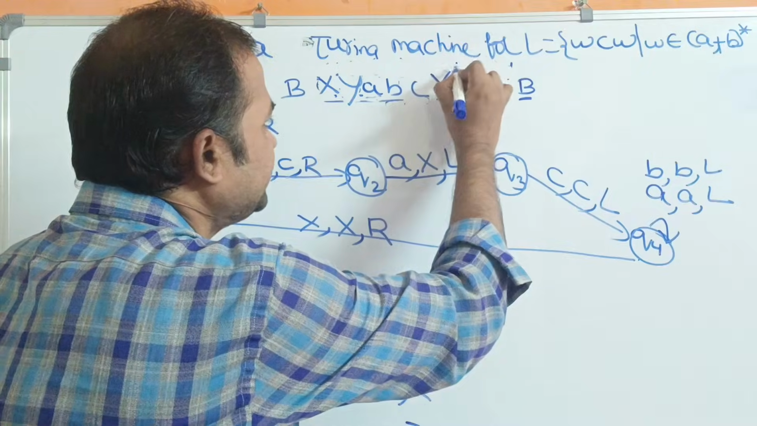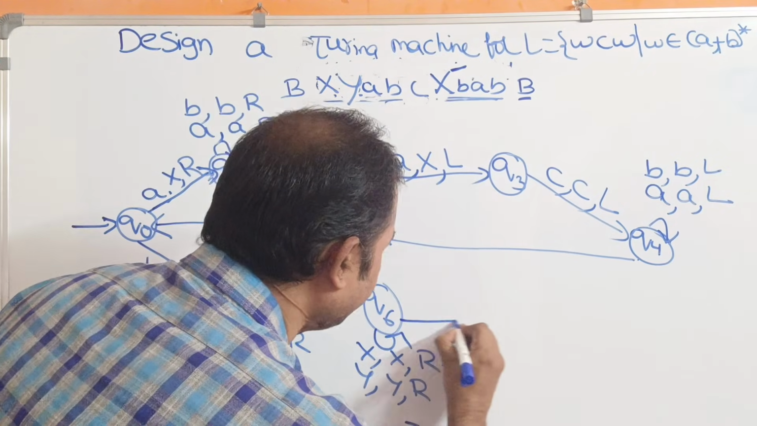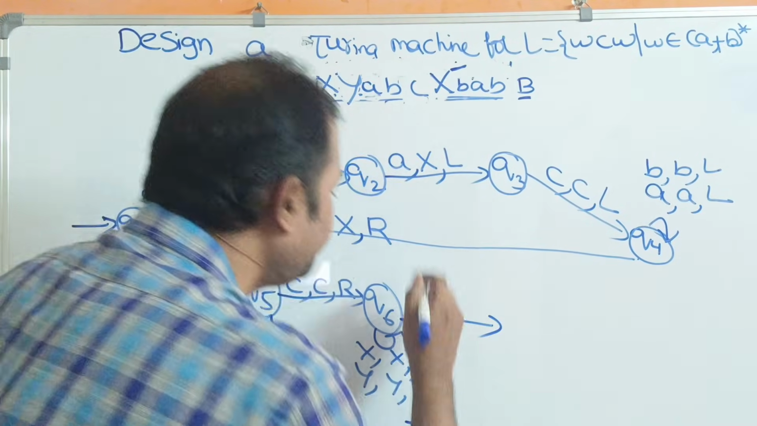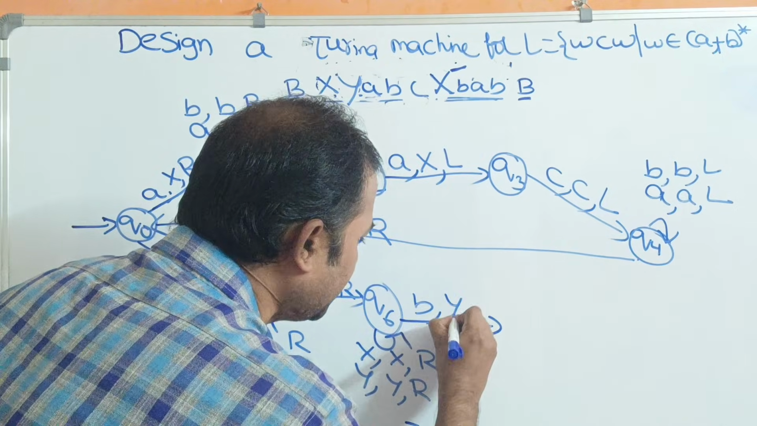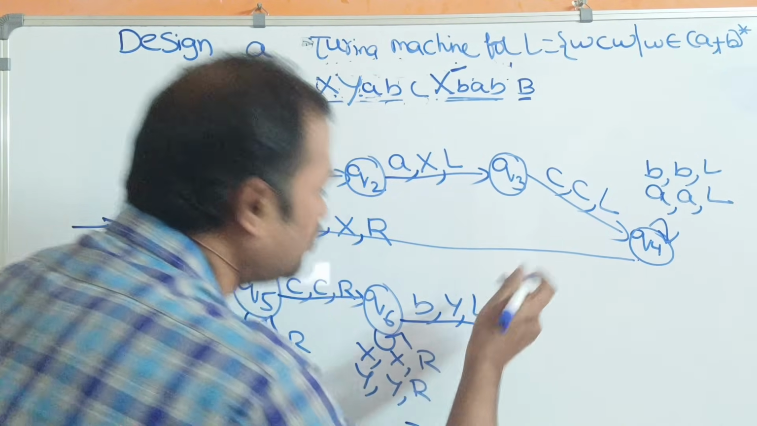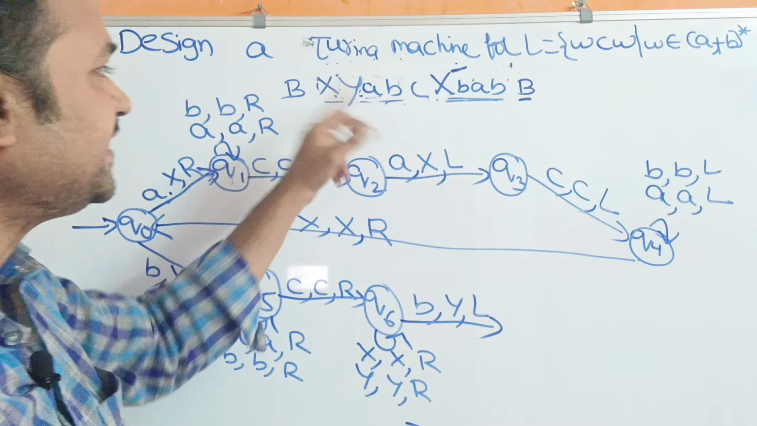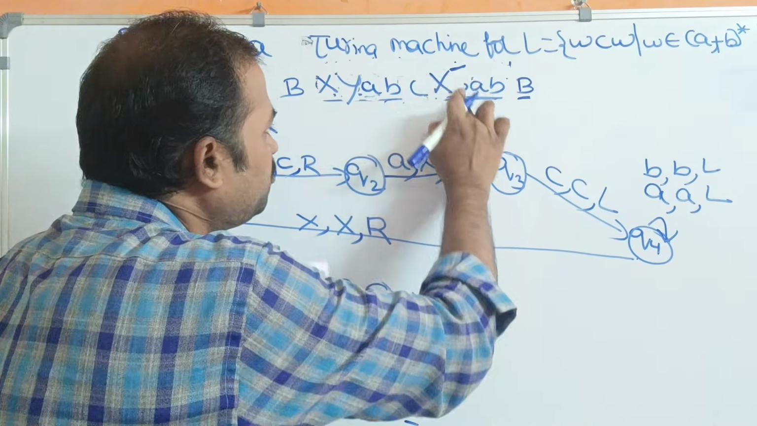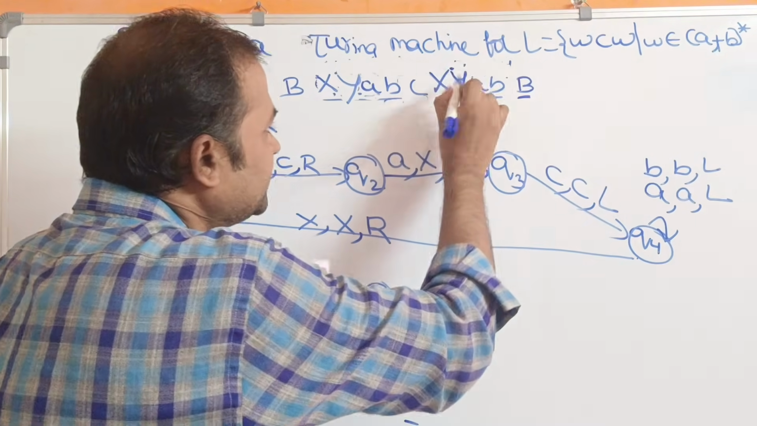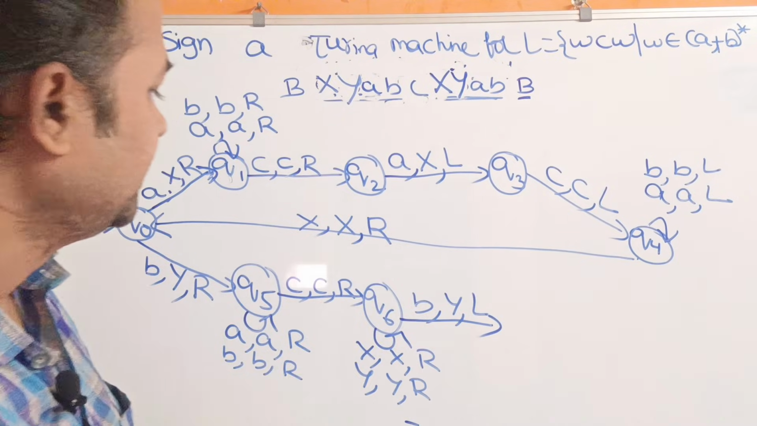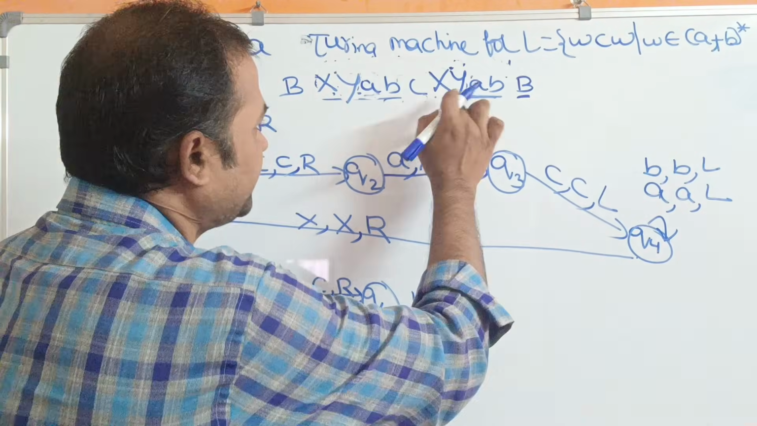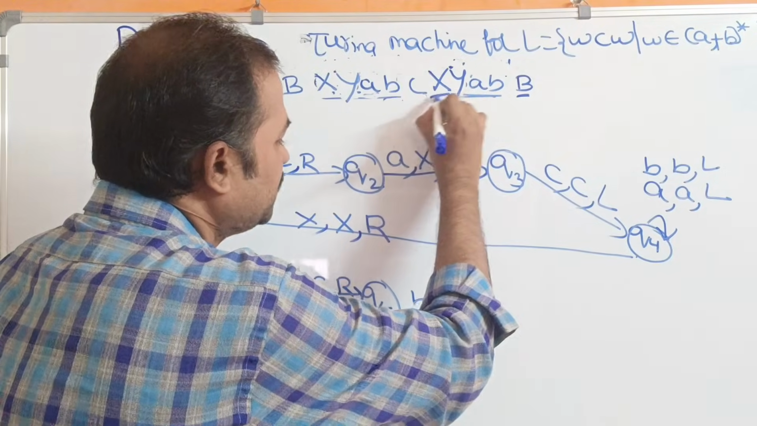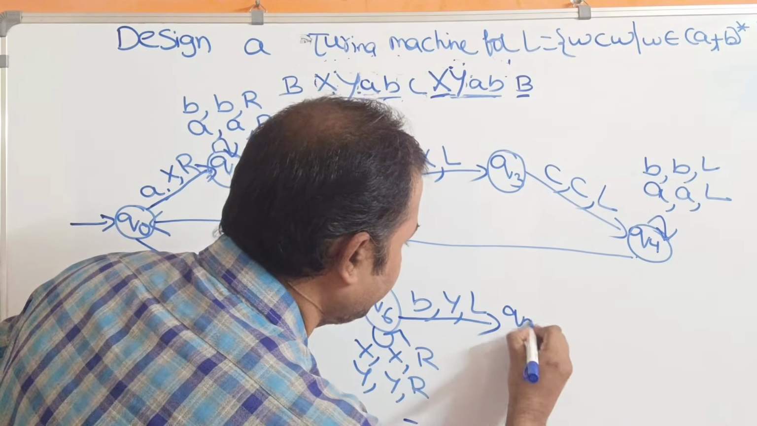Now we are at this B. If we read B, then replace it by Y and move towards the left, till we get either A or B. So now we have to replace this B by Y. This Y is for this Y. And move towards the left. What is the state here? Q7.